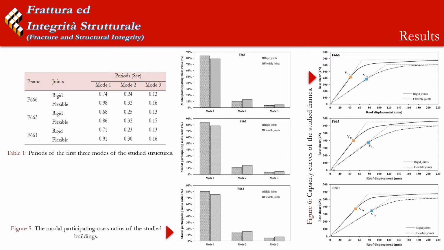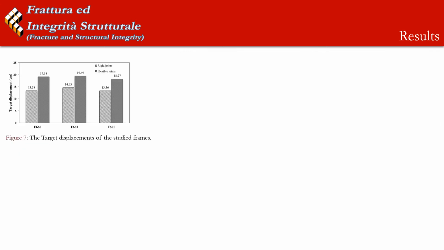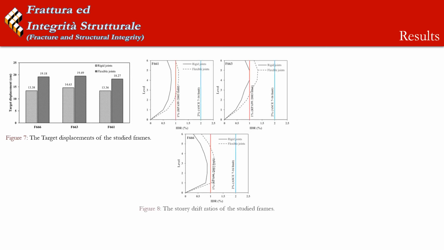Also, it is clear in the capacity curves that the flexible joint decreases the structural resistance in all the studied cases. In addition, the target displacements of the studied frames with flexible joints are higher than those of rigid frames. In terms of story drifts, we can see that the drifts in the flexible joint cases exceed the RPA limit but remain under the limit required by the ASCE code.